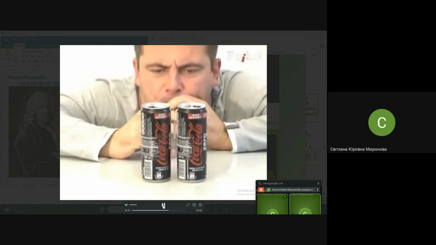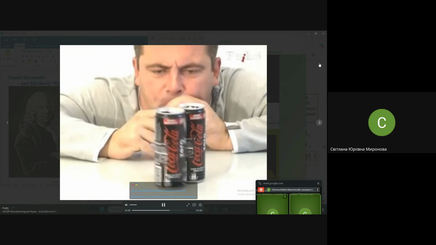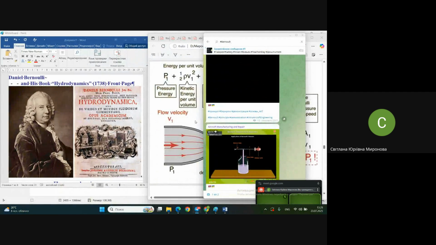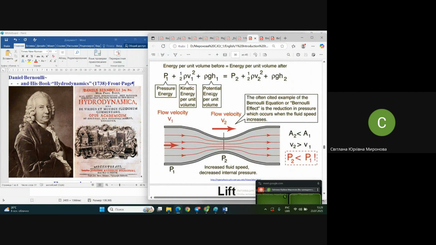How did it happen? How is it in line with the Bernoulli principle? Very simple. Look, imagine here and here you have two cans.